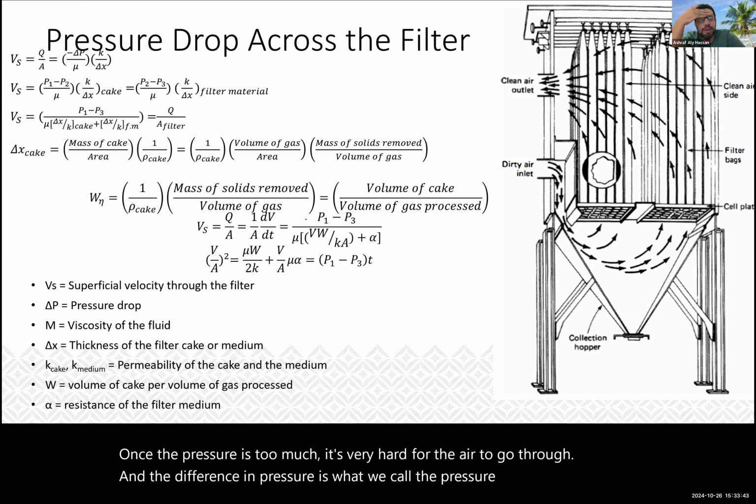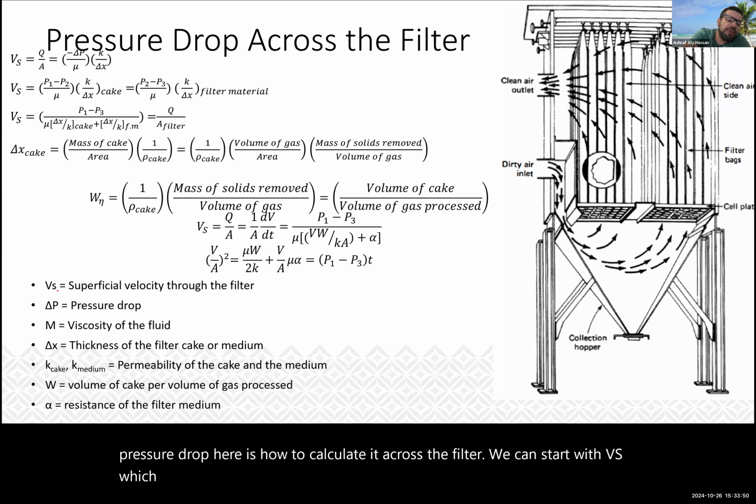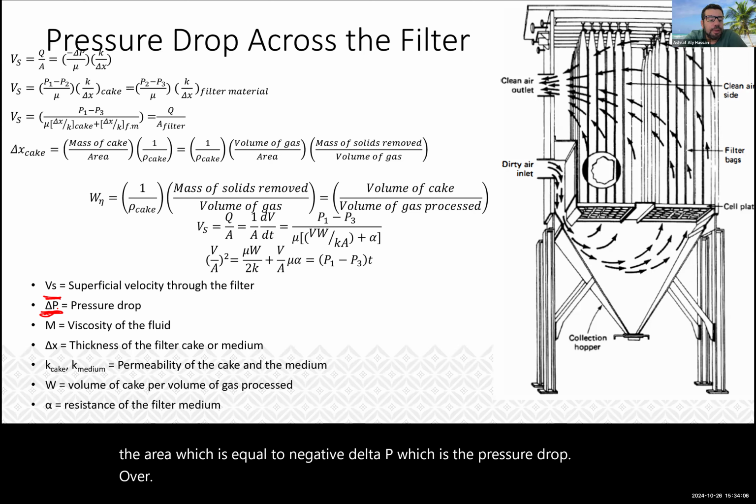So here is how to calculate the pressure drop across the filter. We can start with Vs, which is the superficial velocity. So Vs is equal to Q over A, where Q is the flow and A is the area, which is equal to negative delta P, which is the pressure drop, over mu times K over delta X, where K is the permeability and delta X is the thickness of the filter layer.